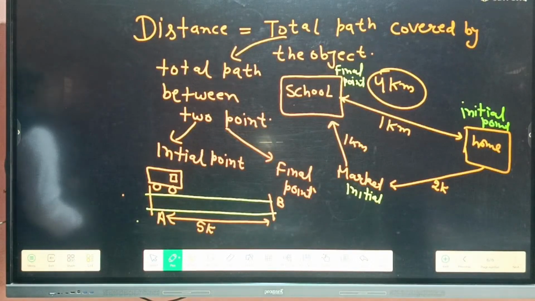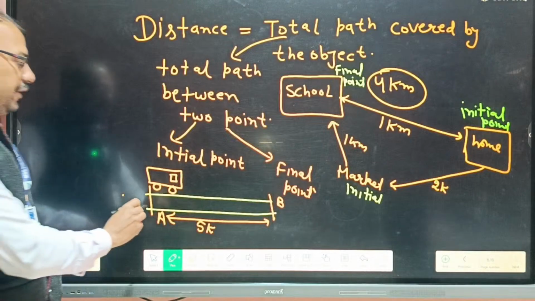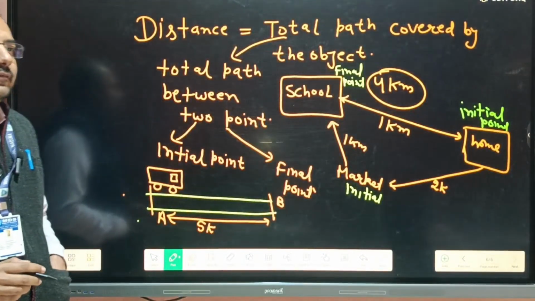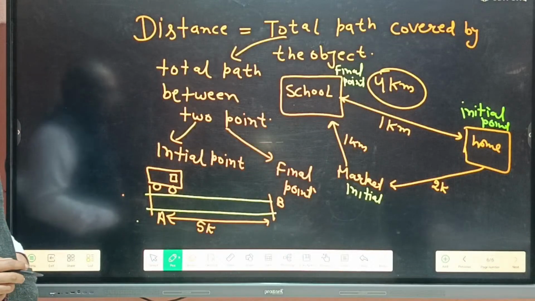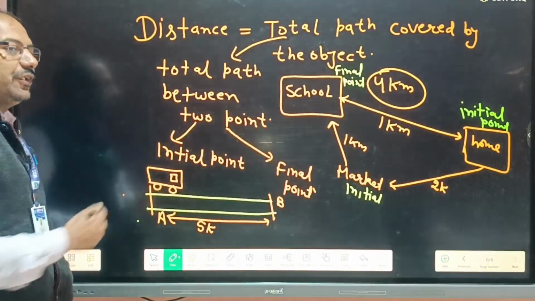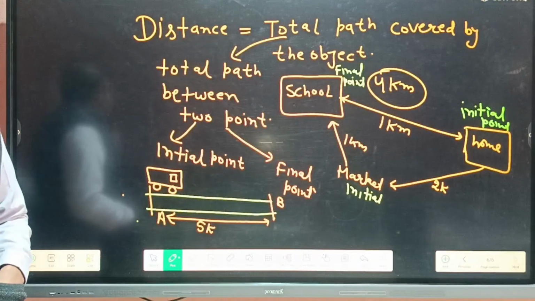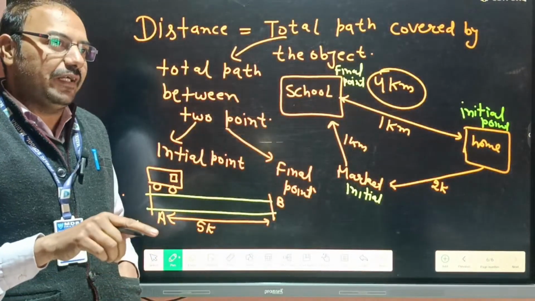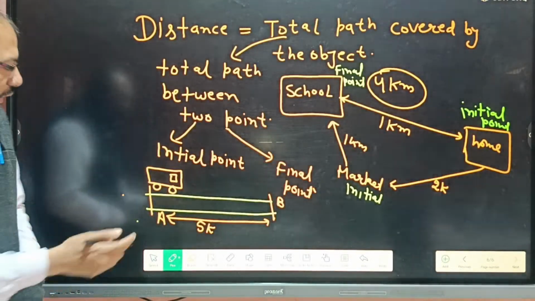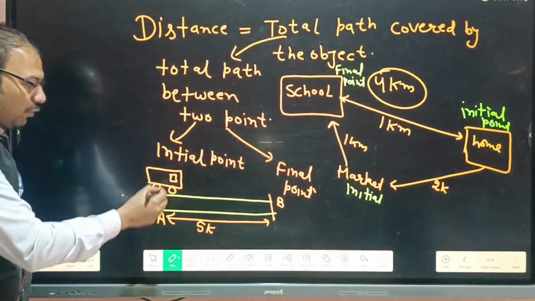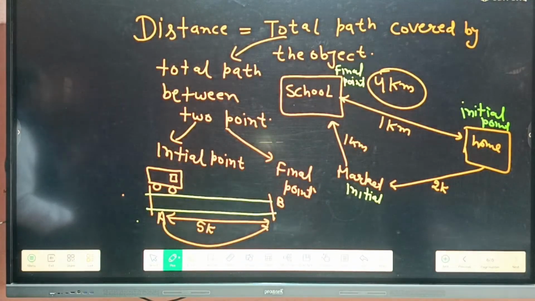So which point is initial and which point is final? Sonal, which point is initial and which point is final? Final point is A. How does the object stand here? So initial point, which point? Where the object starts motion. So here the object starts motion. So the object is going from A to B. We are going from A to B.